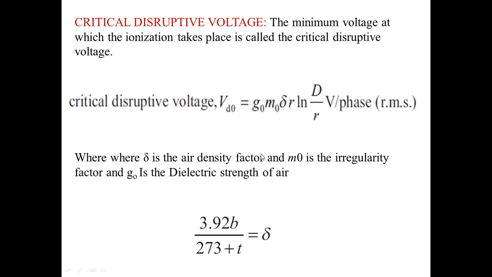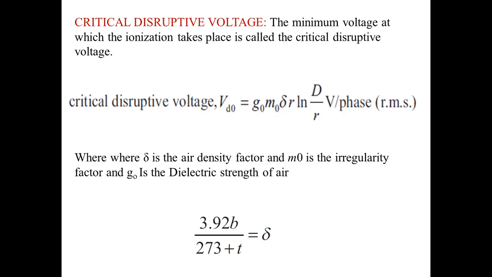Sigma is the air density factor. It is related to the environmental effect. r is the radius of the conductor. D is not the diameter. Don't confuse this D with the diameter. Here D represents the spacing between the two consecutive conductors.